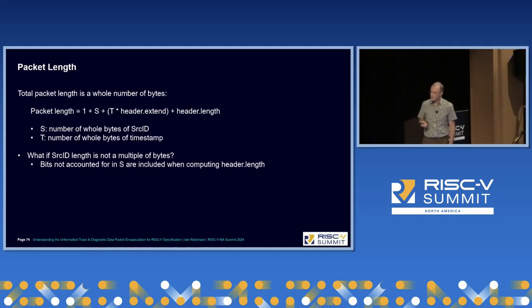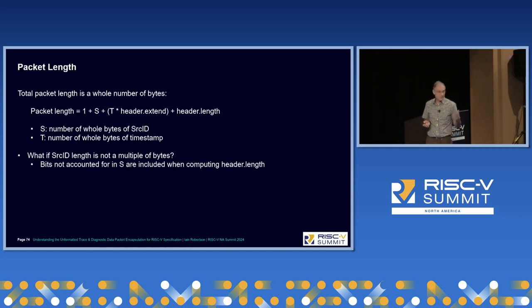But you may remember from a couple of slides ago, I said the source ID could be any number between 0 and 16 bits in length. So it doesn't have to be a byte. And so what happens in that case? This is why this is a number of whole bytes. For example, let's suppose that the source ID was only 3 bits long. In this case, this would be 0.